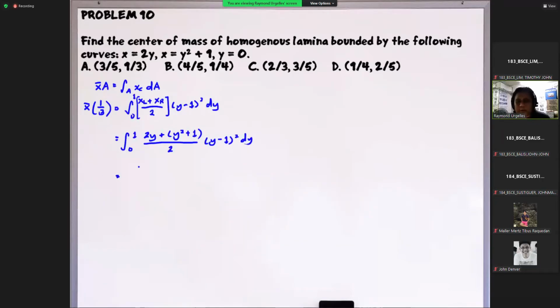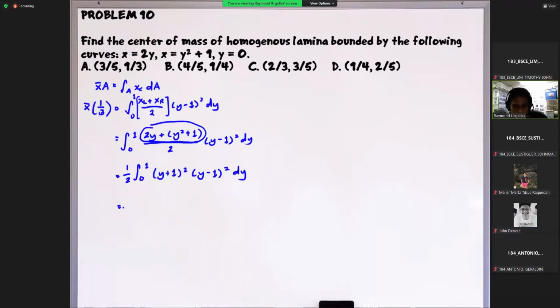So then this is equal to, again, we can factor out 1/2. So integral from 0 to 1. So then itong quantity na to, pwede natin siyang i-simplify as y plus 1 quantity squared. Diba? So times y minus 1 quantity squared dy. Diba? So let's try to solve this one.